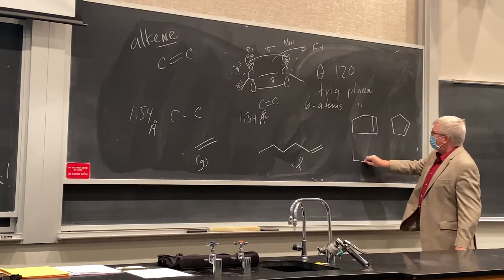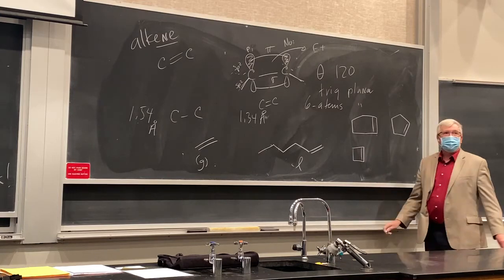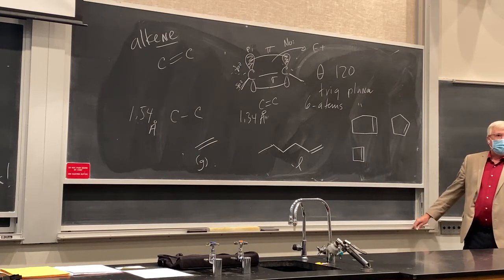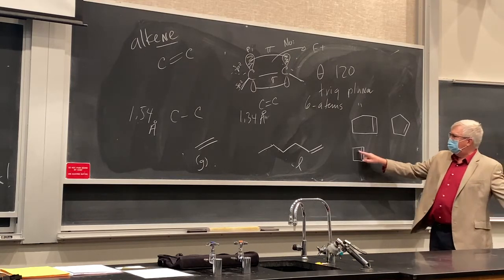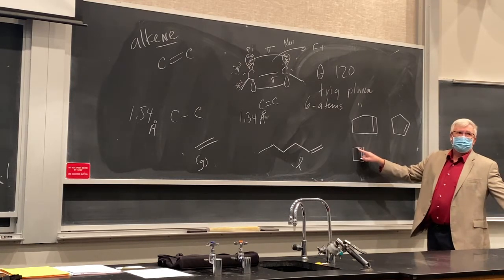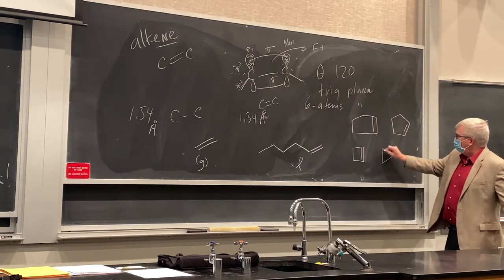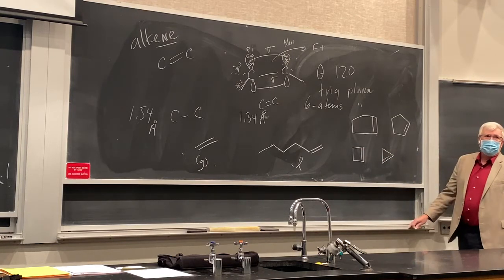But when we get to something like cyclobutene, we have a lot of strain, right? That's constrained to be 90 degrees here. That's a big deviation from 120. And then cyclopropene, even more strain.